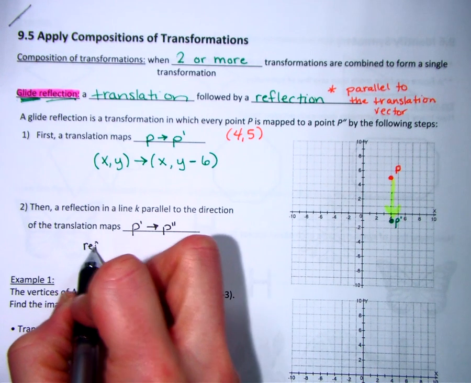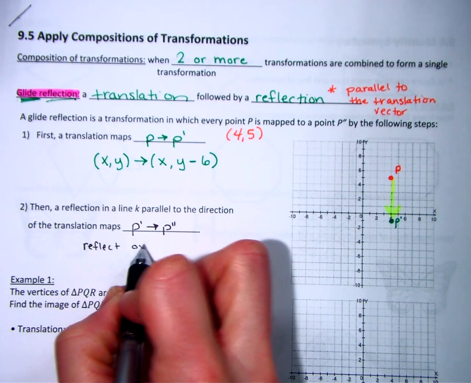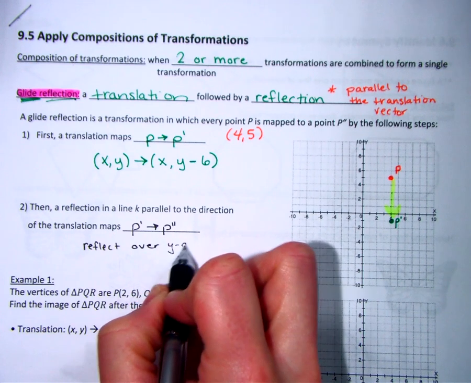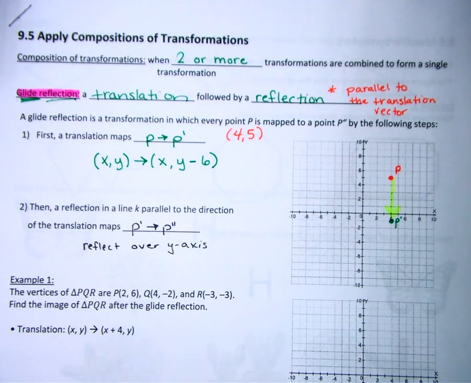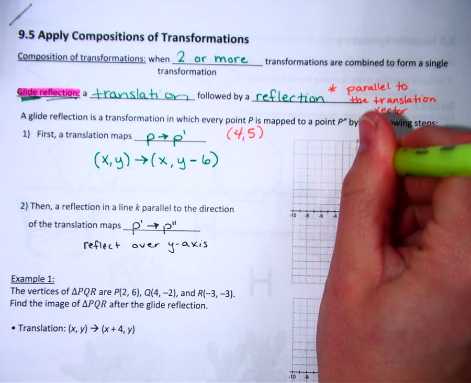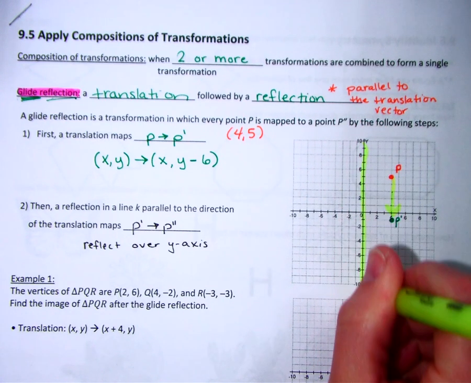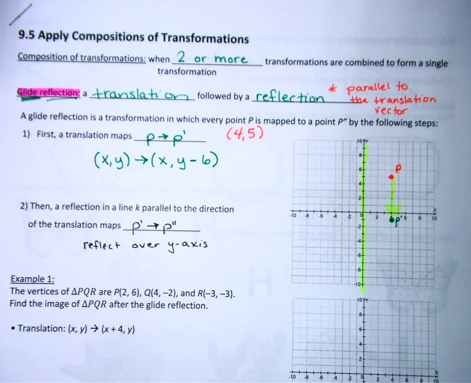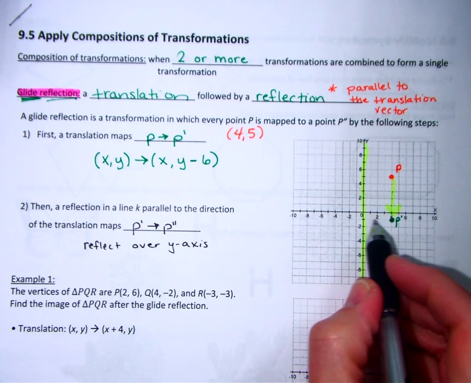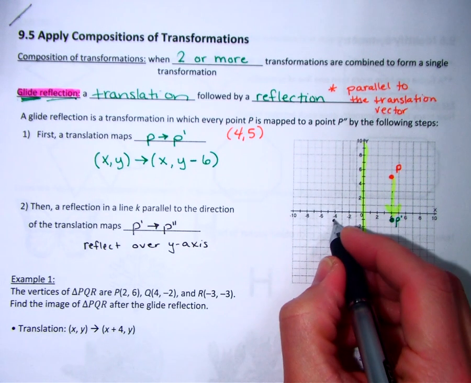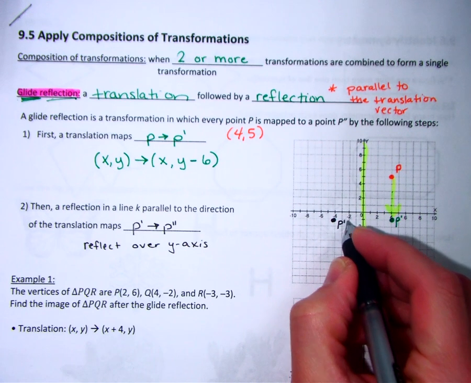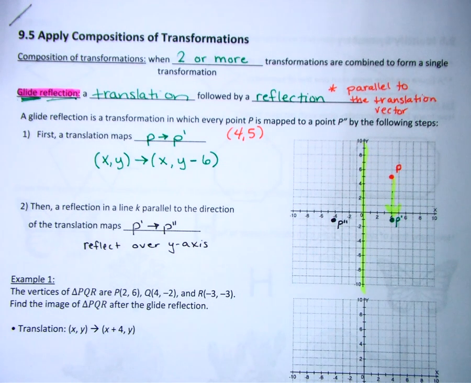So when we reflect over the y-axis, it is parallel to that original vector that we translated by. Okay, so to go over the y-axis, of course, is this line here. So you're going to count to that line and then count on the other side to find our P double prime. So 4 there, 4 there. And that's the basis of what we're doing today.